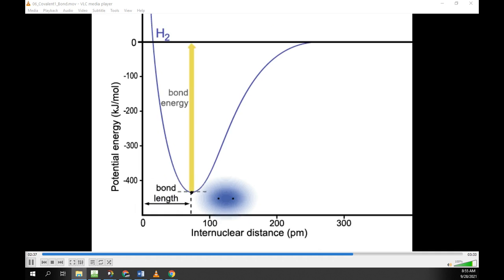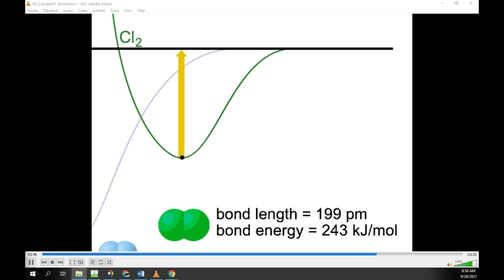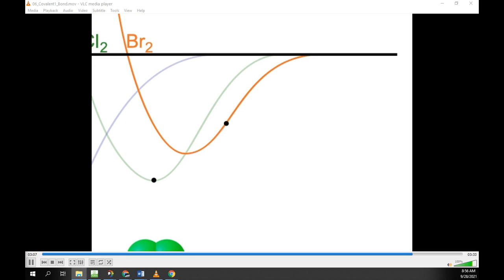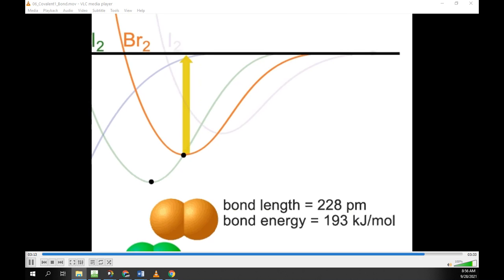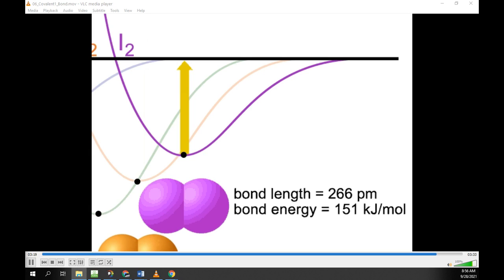Now let's compare H2 with Cl2 and other halogen molecules. The much larger chlorine atoms reach the energy minimum and form a Cl2 molecule at a greater internuclear distance. Because the Cl nuclei are farther apart, it takes less energy to separate the atoms, thus a greater bond length and a smaller bond energy. Moving down group 7A, bromine is larger still. So we would expect an even greater bond length and smaller bond energy. And iodine, the largest of these halogens, continues the trend to longer, weaker bonds.